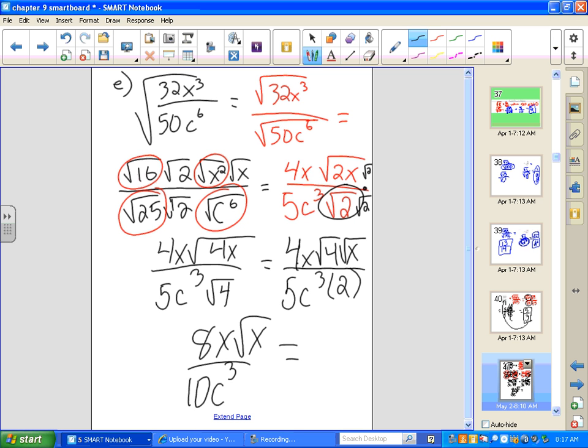Good. So your final answer is 4x square root of x over 5c cubed, which, like I told you guys before, if these numbers are the same, you can just cancel them. But I just wanted to show you one problem of how to get rid of a radical in the denominator. But I'm going to do one that's more simple so it's easier for you to stay with me. Yes, Annalise?